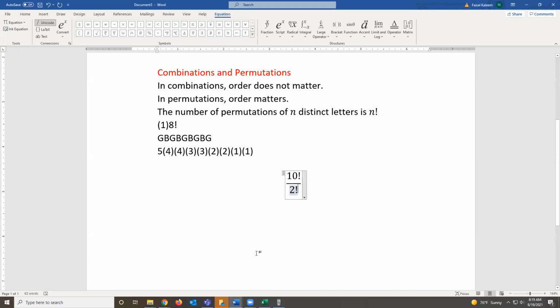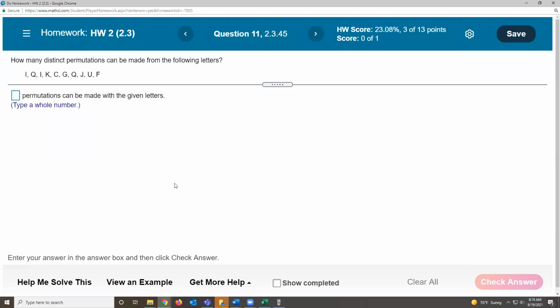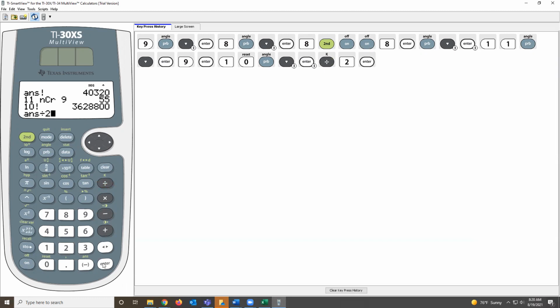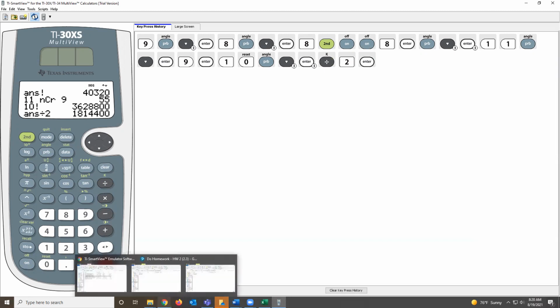So right now we just have 2 i's here. Let's just make sure. Yeah, 2 i's, and I don't see another repetition. So that should be my answer. 10 factorial divided by 2 factorial. So I will do 10, scroll to factorial, enter. 10 factorial is this, and now divide by 2 factorial. Now I know that 2 factorial is 2, so I'll just divide by 2. So 181,440.